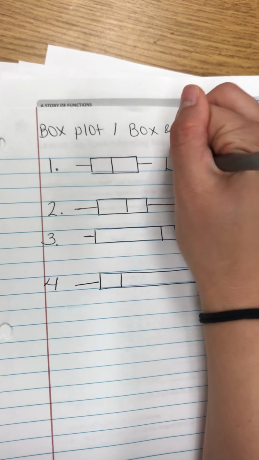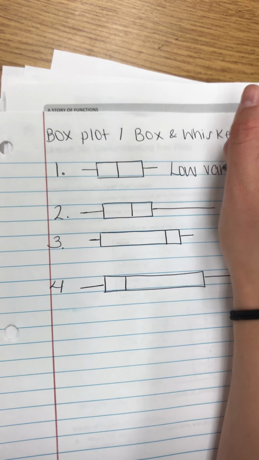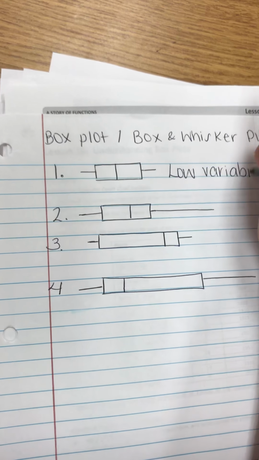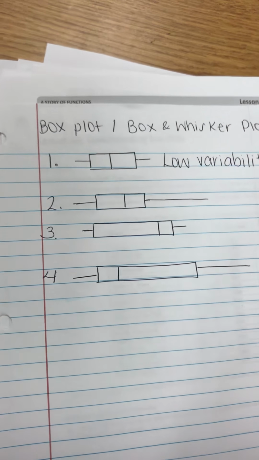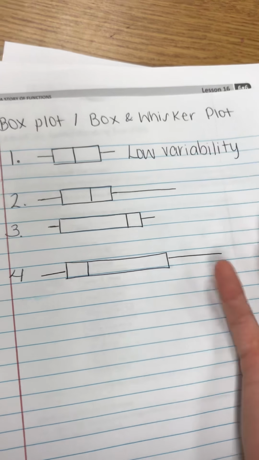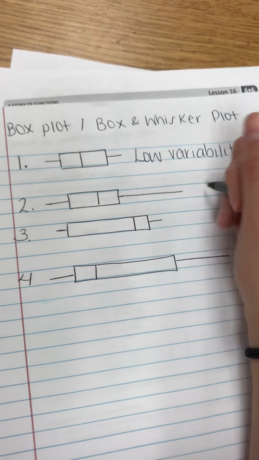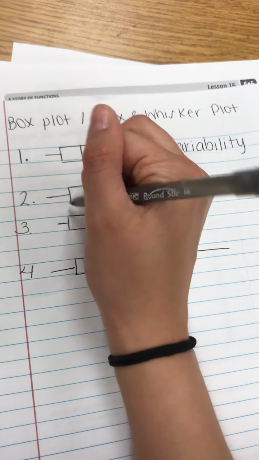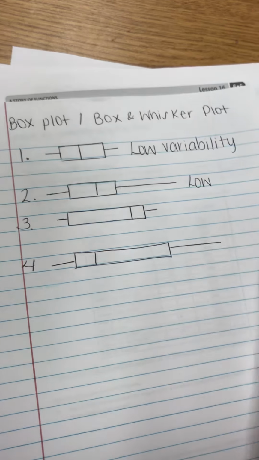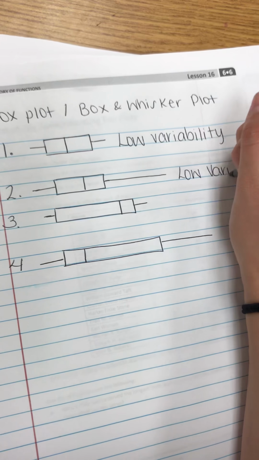So something like this is low variability. It also means that the data is clustered around that median, around that mean. That's what you want. Here, there is low variability because the box is small. Boxes are typically what we mean in terms of variability. That's what we're looking at.